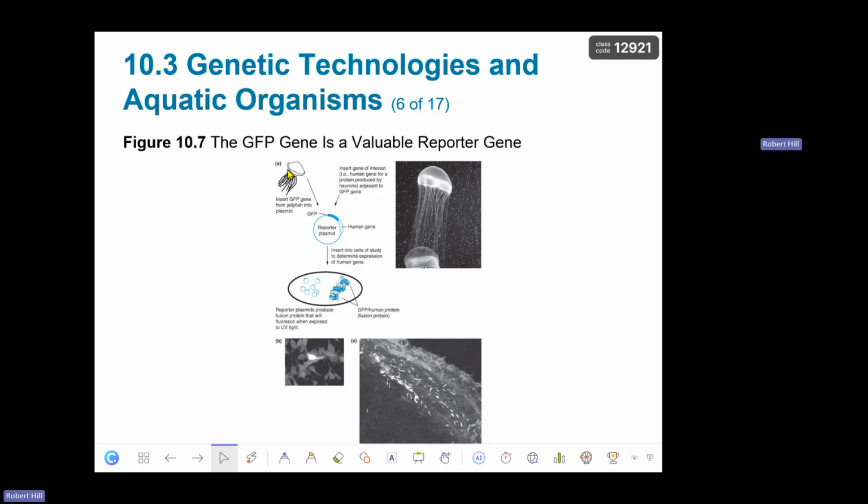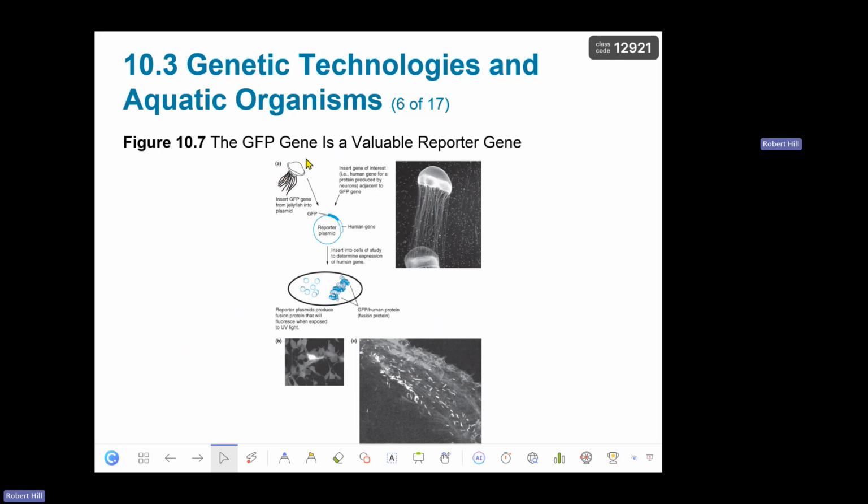So basically, you take the fluorescent gene out of the jellyfish or coral, whatever. And these corals have all different colored proteins. You've got blues, reds, yellows. If you ever go to a saltwater fish store and you see all the different colored corals that they have in the tanks, those are all fluorescent proteins.